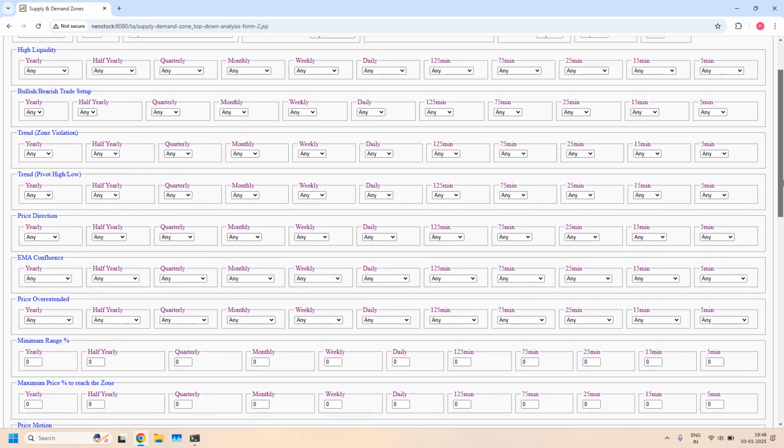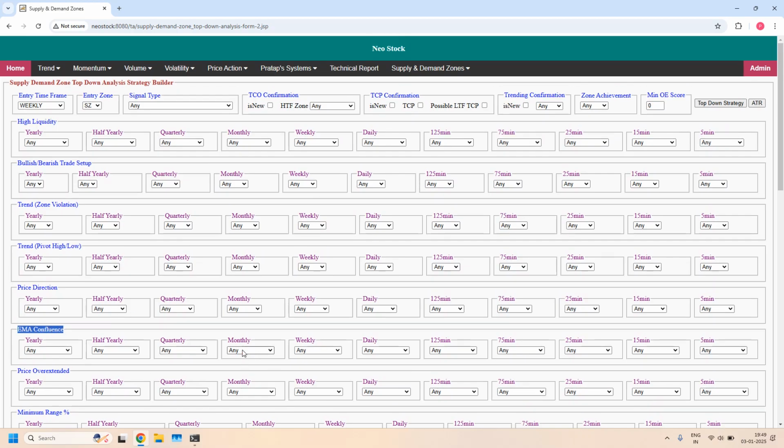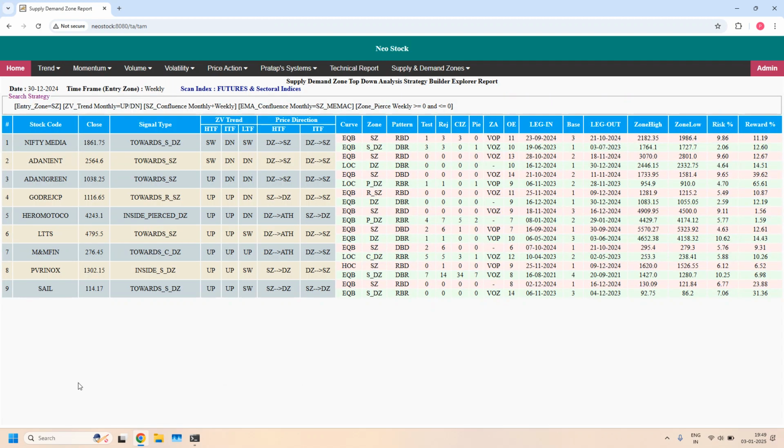That's why in the EMA confluence at monthly time frame, because weekly is part of the monthly, I am setting monthly supply zone having monthly EMA confluence. Because we set EMA, the trend should not be sideways on monthly. So monthly trend I am selecting up or down. Let's filter. We got 9 stocks. These 9 are high probability setup weekly supply zones.